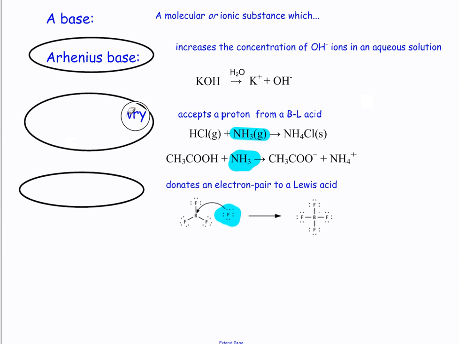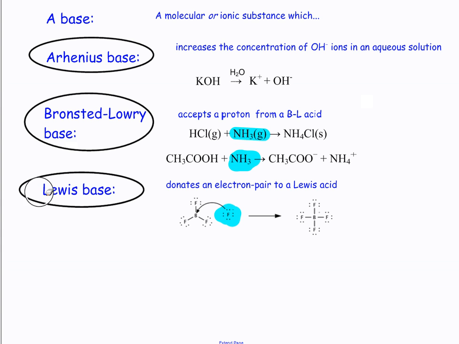But as chemists figured out that that was not broad enough, they came out with the Bronsted-Lowry definition. That's the one we're going to focus on most of the time. Those are proton acceptors. So here is ammonia accepting a proton from the HCl or accepting a proton from the acetic acid, turning into the ammonium cation.